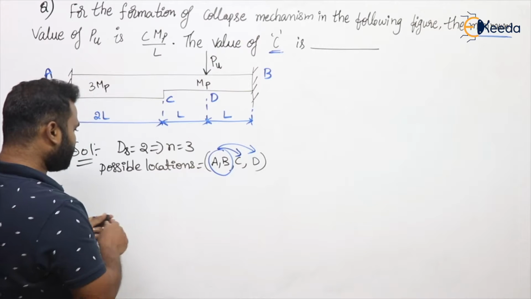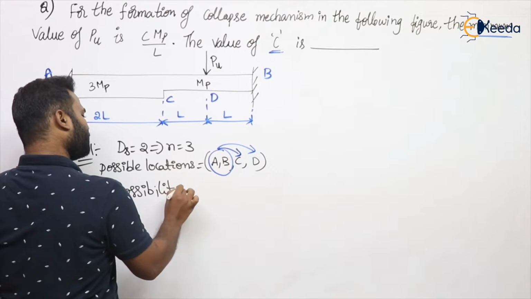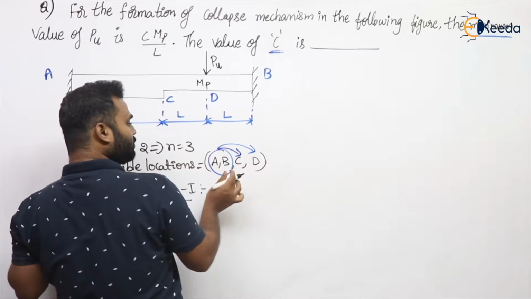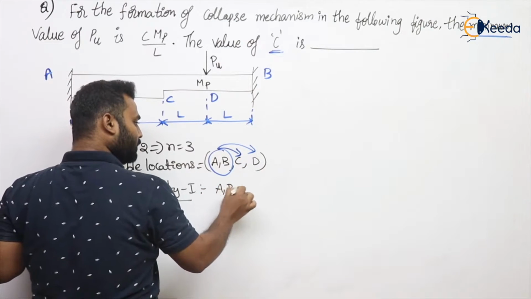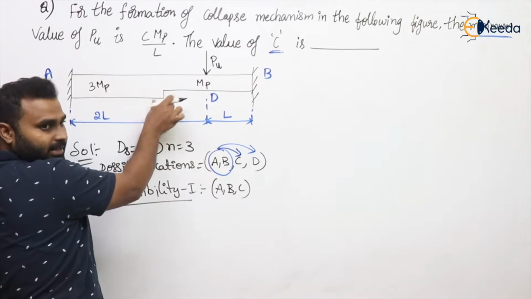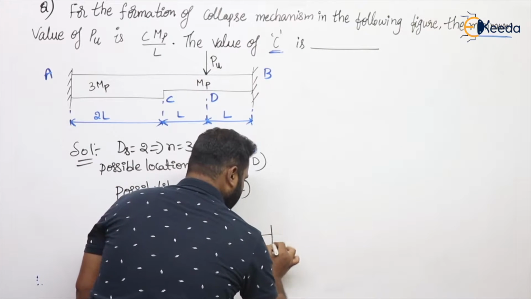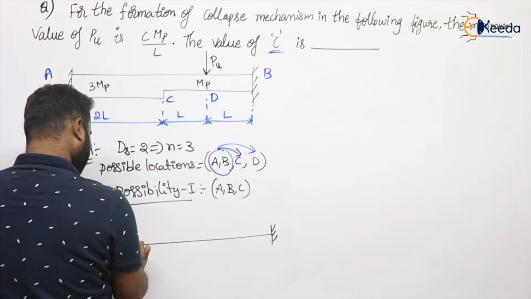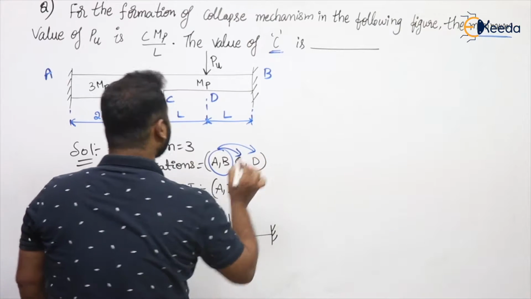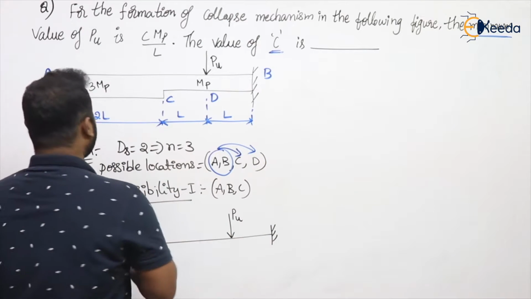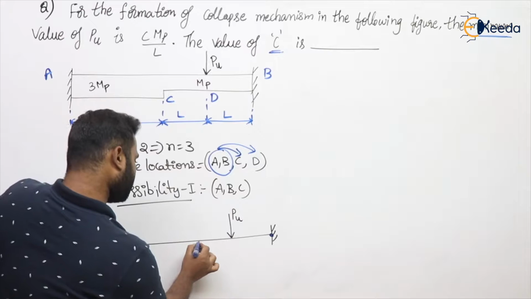Now let us go for the procedure. Possibility 1. First let us assume plastic hinges will form at A, B and C. Now what is C here? C is exactly at the center. Clear? C is exactly at the center. Here is where the load is acting, PU. We have assumed formation of plastic hinges at A, B and at the center of the span, C.